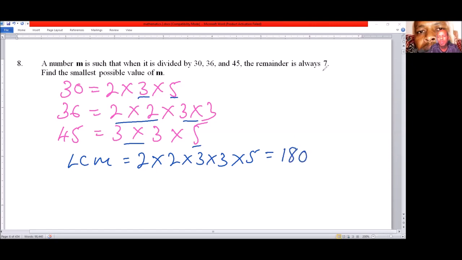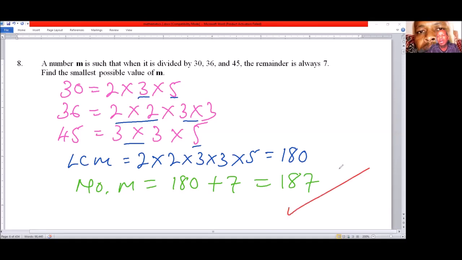And that should give you 180. And because we are told when the number is divided by 30, 36, and 45, there is always a remainder of 7, then it means our number m is equals to 180. You add 7, and that should give you 187. So that is how you work out that question, and you get a full mark.